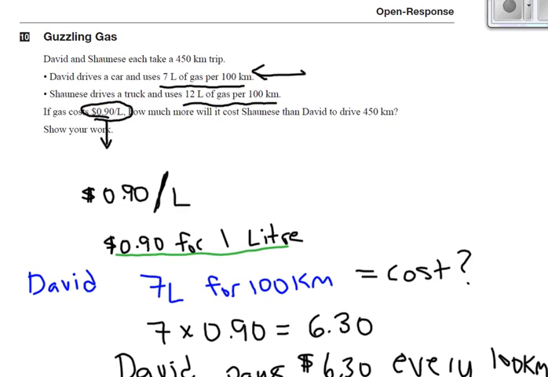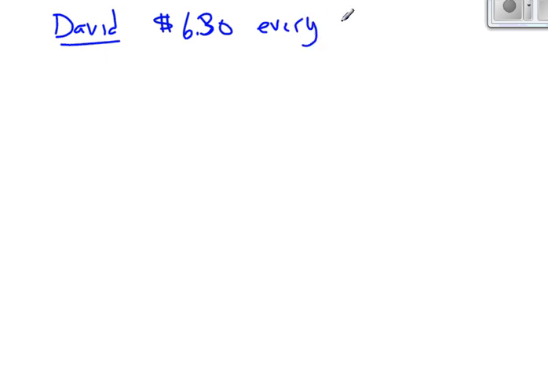So I'm going to get myself onto a fresh, clean page, and let's talk about how you might do this. Again, there are lots of different ways. Let's talk about David again. David is paying $6.30 for every 100 kilometers he drives.